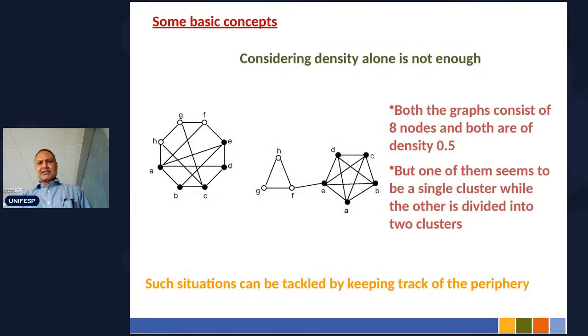To find out the dense regions. Here we are not going to discuss that, but we try to find out this algorithm by considering density of the graph and also the periphery of the graph. Because here you can see these two graphs both have density 0.5, but this seems to be a single cluster, while this is divided into two clusters. As you can see, here is one and here is another cluster.